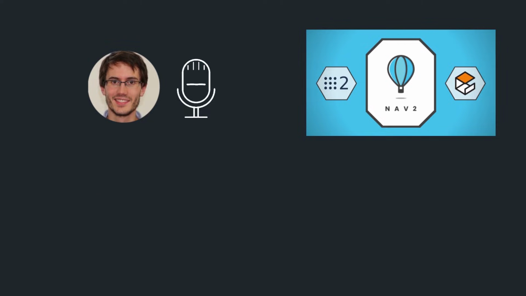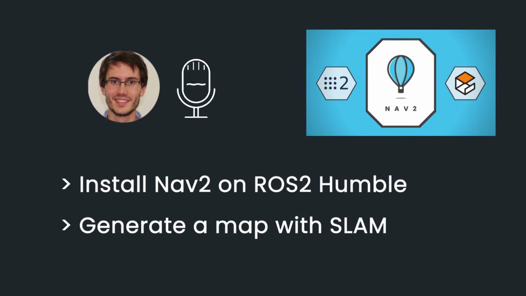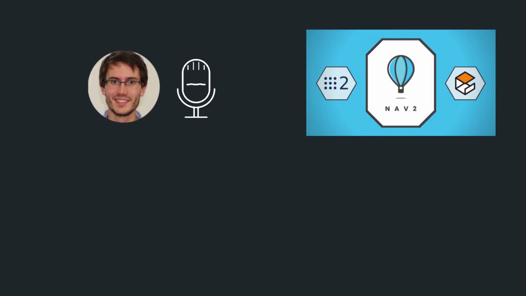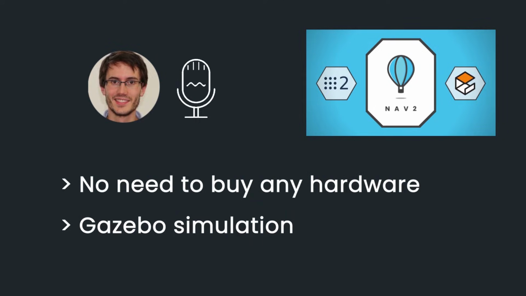And what will you do? Well, you will first install the Nav2 stack on ROS2 Humble. Then you will start directly to generate a map with SLAM. After this, we will check what's inside the map and then use this map with the Navigation 2 stack so that you can make a robot navigate inside the map. And to do all that, you actually don't need to buy any hardware. We will use the simulation of an already configured robot, the Turtlebot 3 on Gazebo.